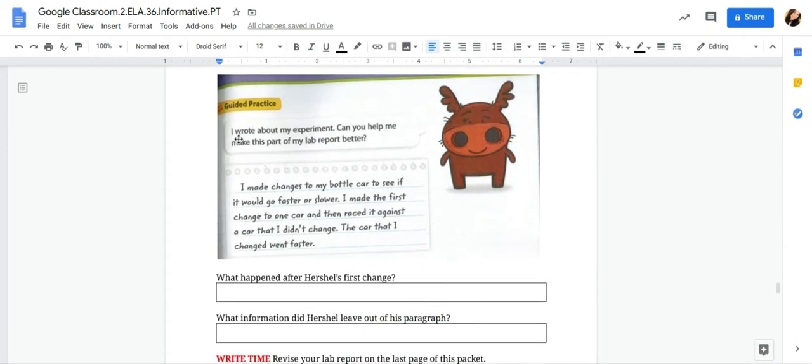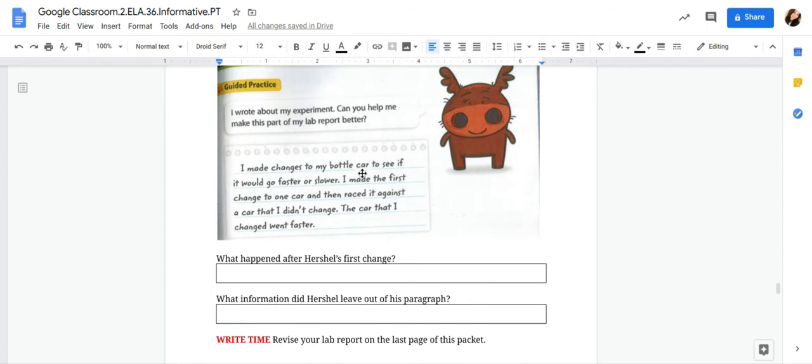Let's look at the guided practice. I wrote about my experiment. Can you help me make this part of my lab report better? I made changes to my bottle car to see if it would go faster or slower. I made the first change to one car, then raced it against a car that I didn't change. The car that I changed went faster.